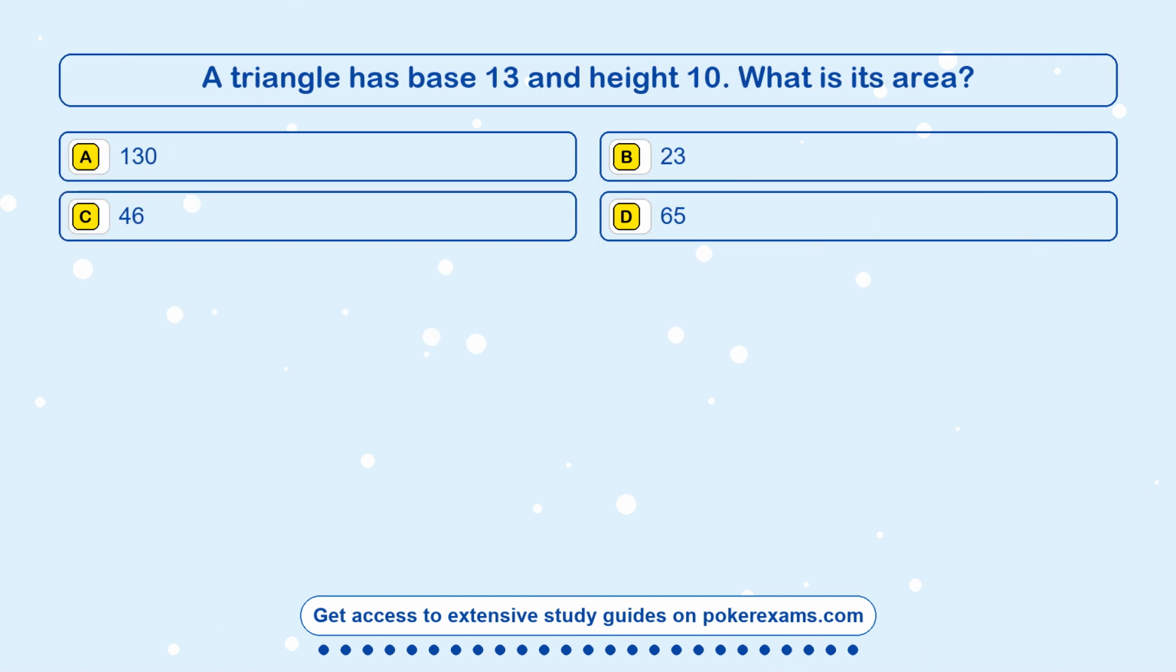Question 17. A triangle has base 13 and height 10. What is its area? Option A, 130. Option B, 23. Option C, 46. Option D, 65.